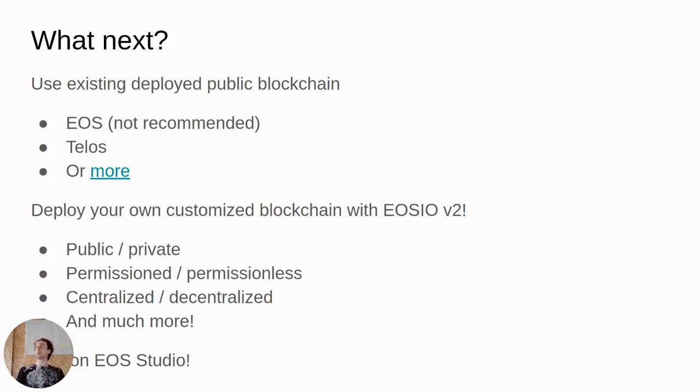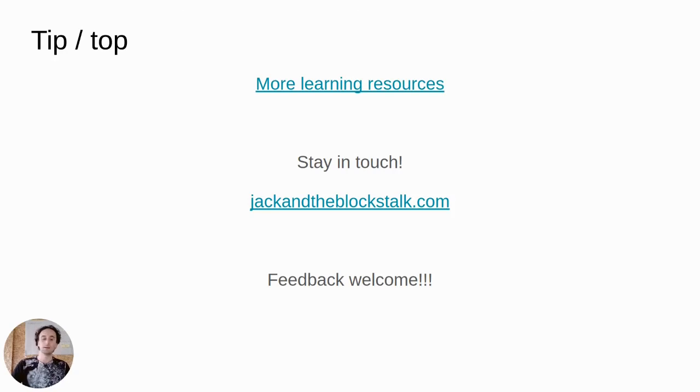So firstly, how to build a blockchain. You can use existing deployed public blockchains. You've got EOS, you've got Telos, and there's quite a few more. Or you can deploy your own highly customized EOSIO chain with a lot of different ways to customize that. You can have a public or private chain. You can make it permissioned or not. You can have it decentralized or not. And you can do a whole bunch of crazy customizations that just weren't possible before in a very simple way. Chris and I have a very interesting concept for the Odyssey hackathon that looks at blockchains in a very different way. That's all I'll say.